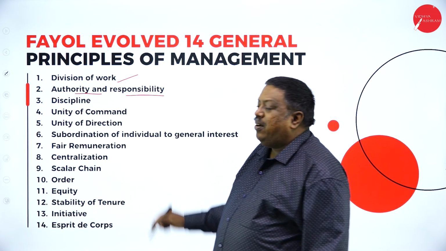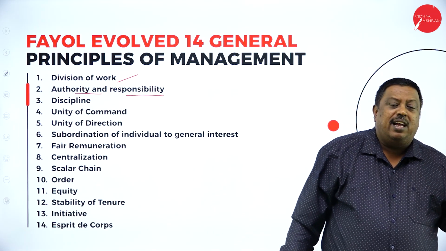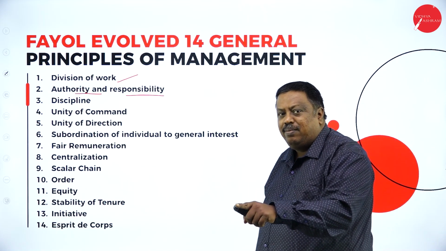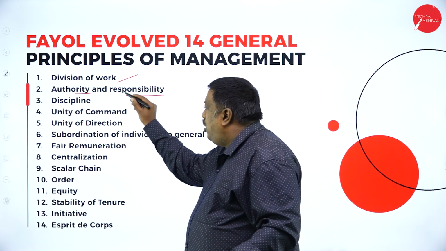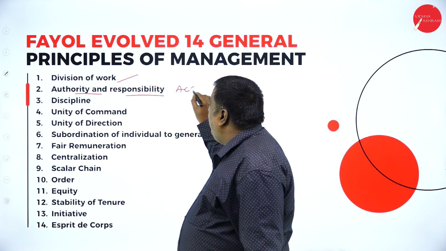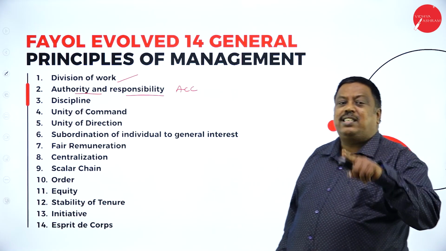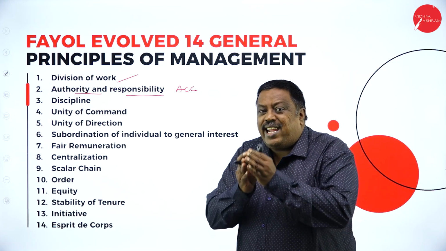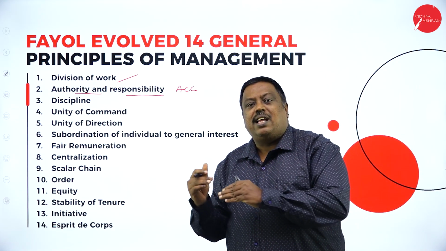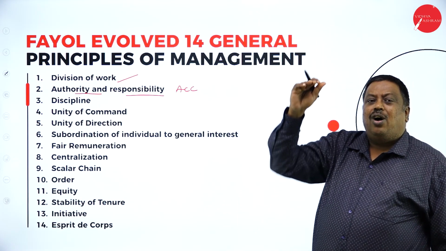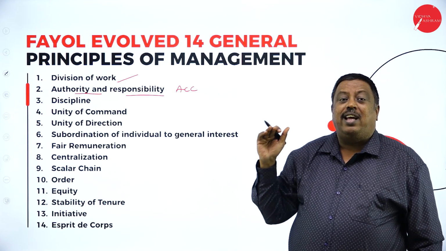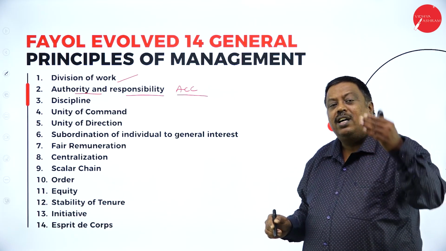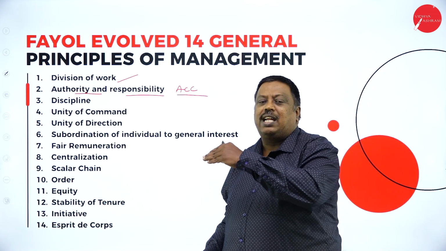Authority and responsibility. Make some employees in the organization authorized persons, give them certain responsibility, and make them accountable for the work they are doing. So he said to give authority to employees, meaning design a job in such a way that you make him the team leader or responsible for the work they are doing, and they are accountable for everything that happens in the organization.